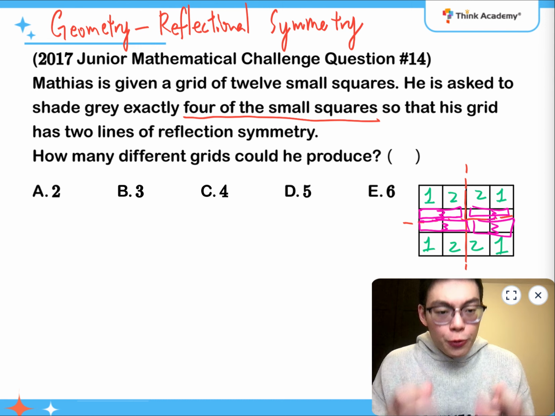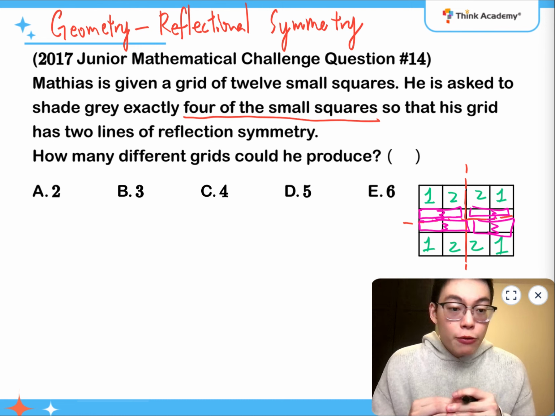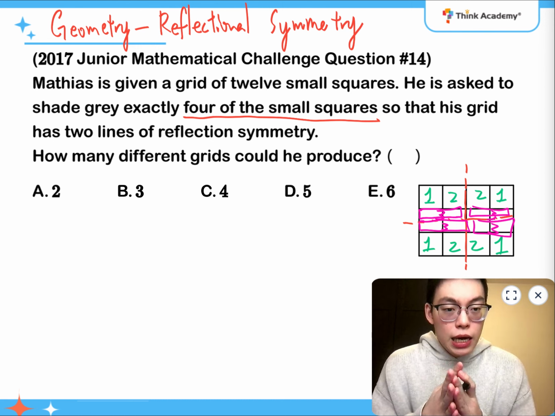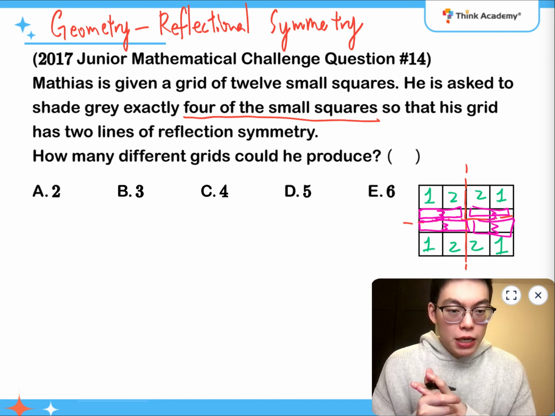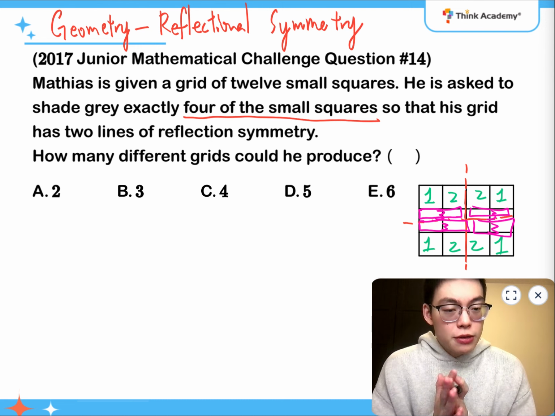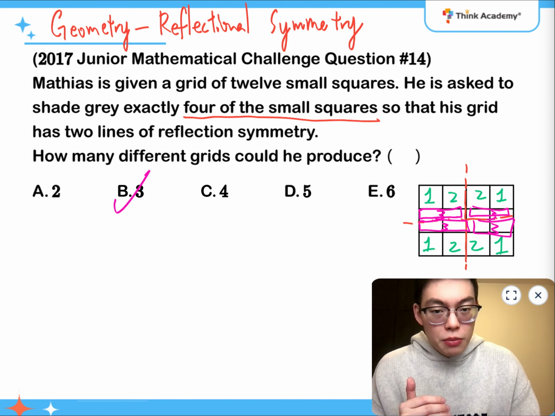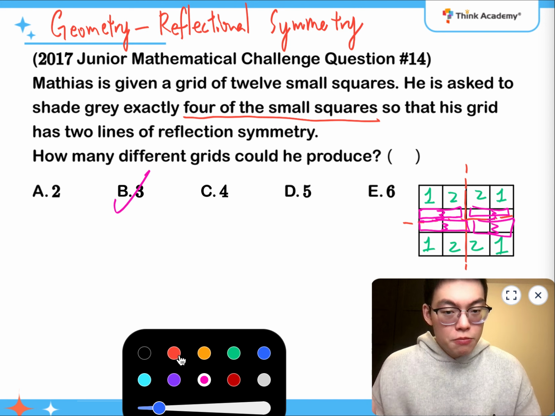So there are just 3 ways for me to shade an area of 1 square in any of these 4 zones, separated by the 2 lines of symmetry. So we know that the answer is going to be 3. There can't be more than that.